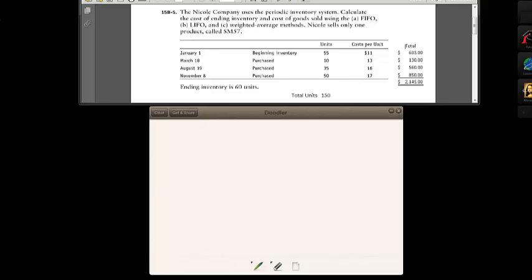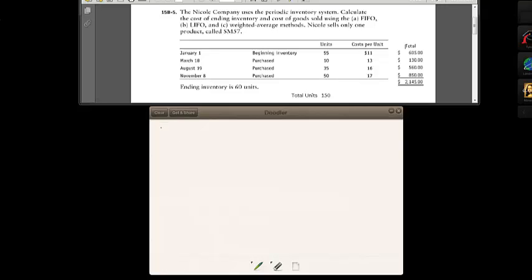In A, if we use the FIFO method, the cost of the ending inventory is the cost of the items purchased last, because the items purchased first were already sold. Remember, first in, first out? So we have 60 units left in ending inventory. The last purchase was for 50 units at $17 each, which was $850.